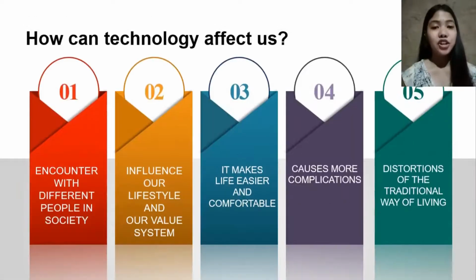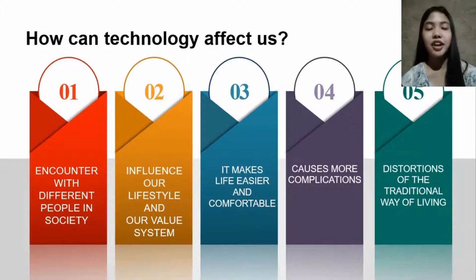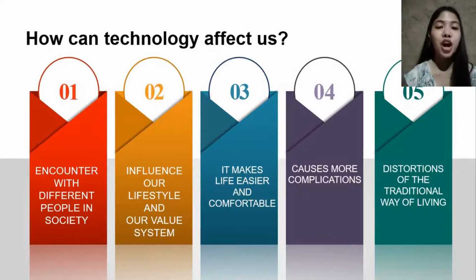How can technology affect us? First, encounter with different people in society. Through this technology, we can encounter different people. Through using different social media, we can exchange conversation even if they are far away from us. Second, influence our lifestyle and our value system. Technology affects the way individuals communicate, think, and learn. It helps shape how people interact with each other on a daily basis.